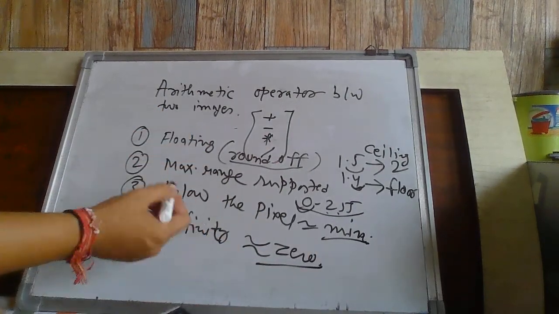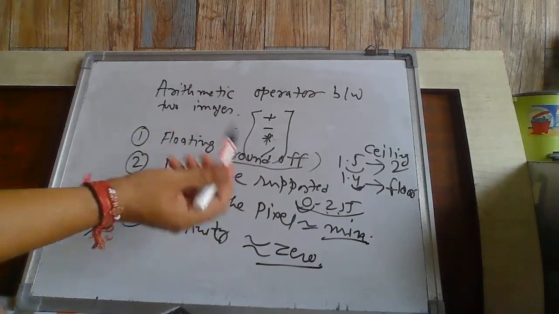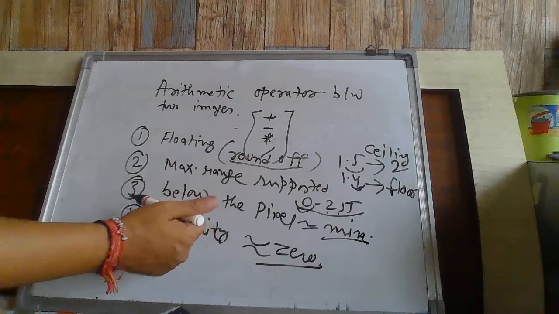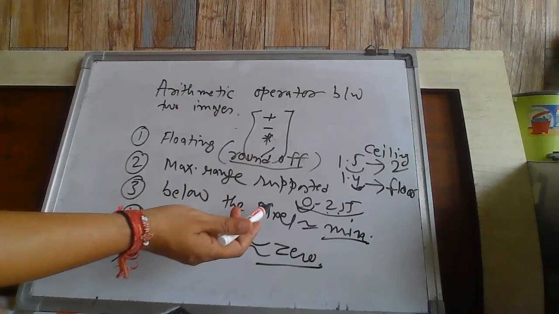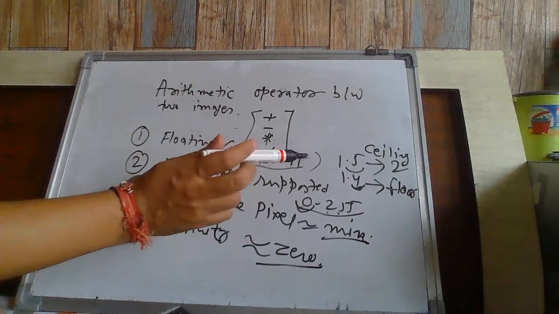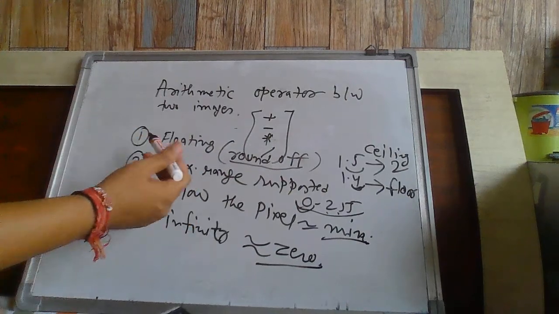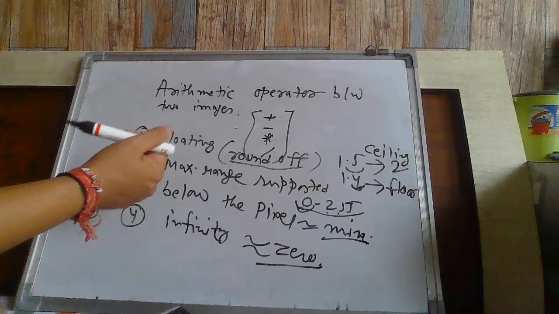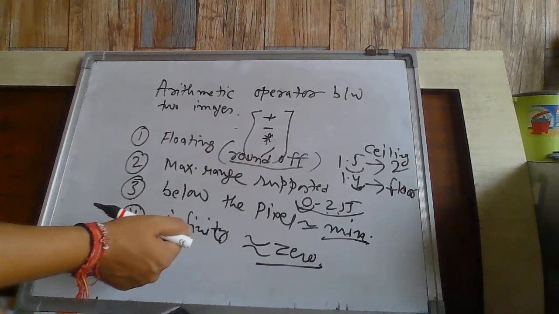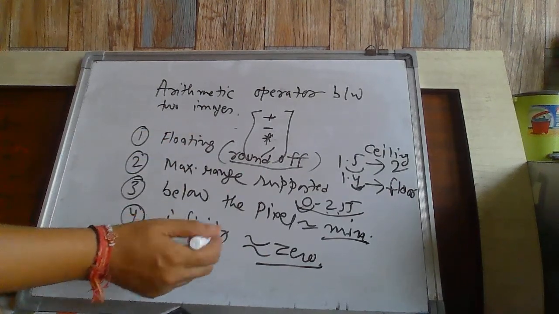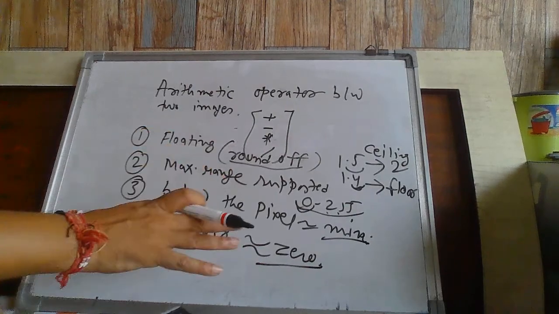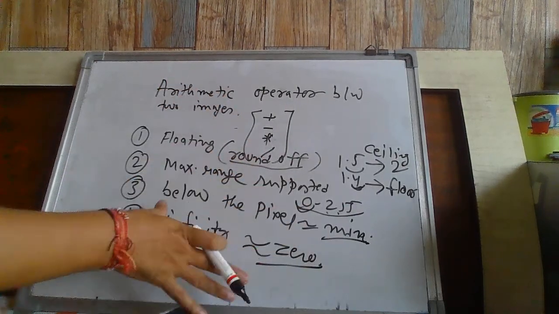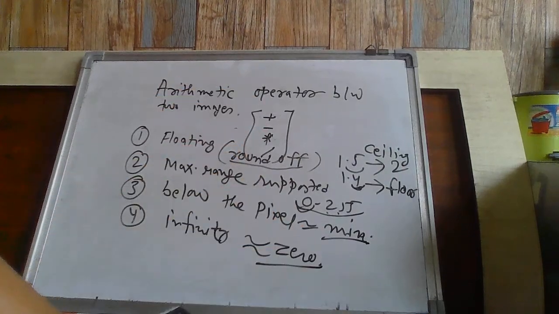If after an operation you get a floating point value, replace it with its nearest value. If you get a value beyond the range of supported gray levels, replace it with the maximum supported level. Third, a value below the gray level range should be replaced by the minimum value of that range. And if it is infinity, it should always be replaced by 0. So now let's see a few more questions based on these 4 operations.